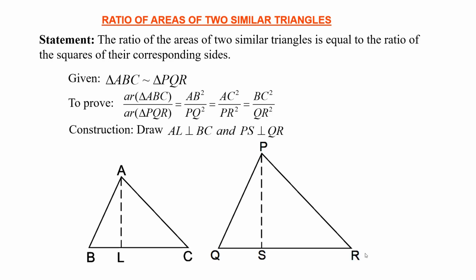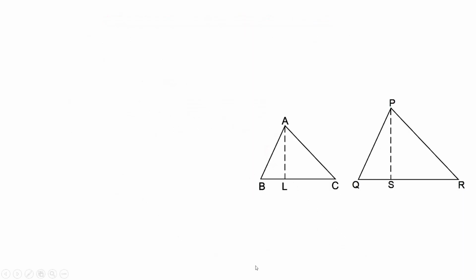Now we are going to start the proof. Now we are going to take the LHS, area of triangle ABC. What is the area of triangle ABC? Half into base into height. Right. So we'll take the ratio of areas of these two triangles. The area of this will be half into BC into AL, and of this will be half into QR into PS.